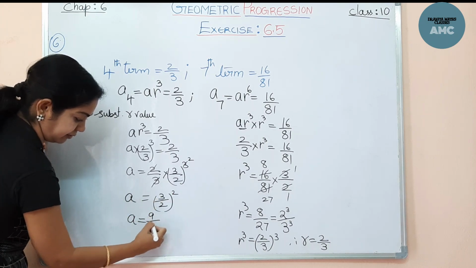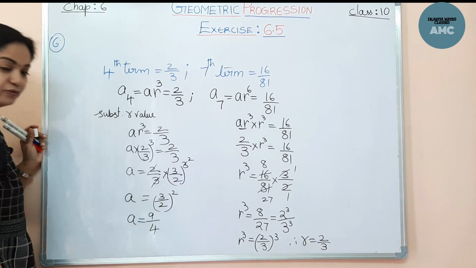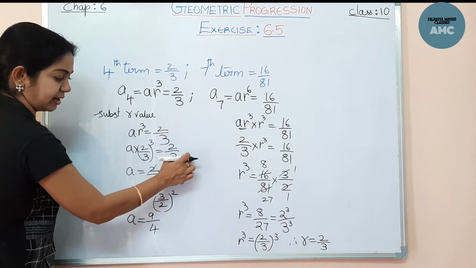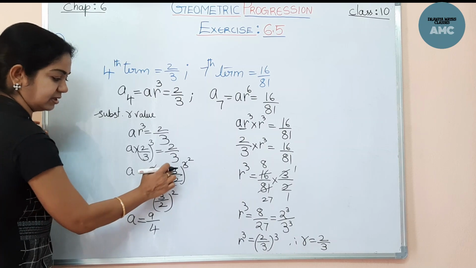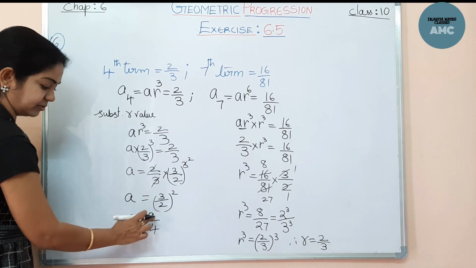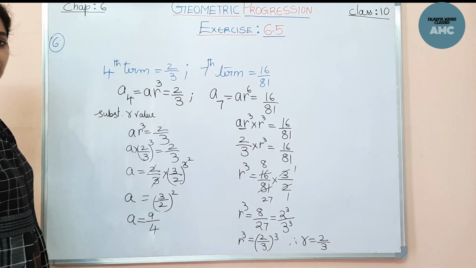9 by 4. 3 square is 9, 2 square is 4. So what I did: 1, 2 I have cancelled. There are 3 2's, so 2 are left over here. 1, 3 cancelled. 3 3's are there, so left over is 2 3's. So the A value is 9 by 4. The R value is 2 by 3.